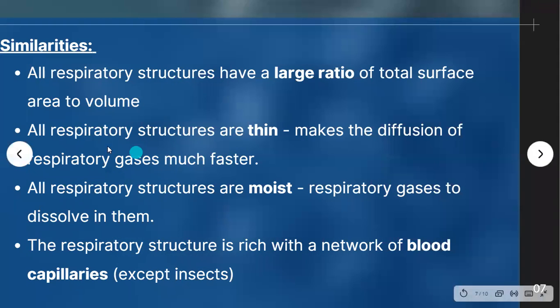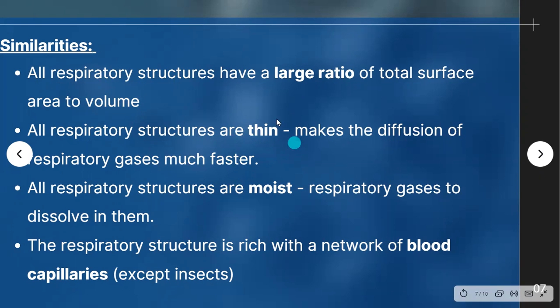So first, the similarities. What are the similarities between human and animal respiratory structures? You have to know that in general the adaptations of respiratory structures in humans and animals are almost the same. For example, all respiratory structures in animals and humans have a large total surface area to volume ratio, a large TSA per V ratio. Secondly, all the respiratory structures are thin. This makes the diffusion of the respiratory gases much faster.